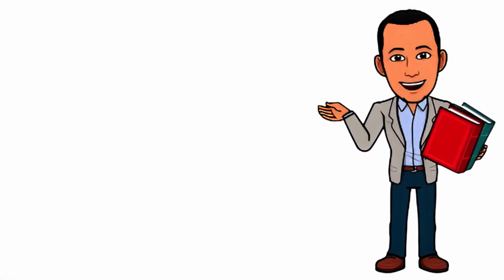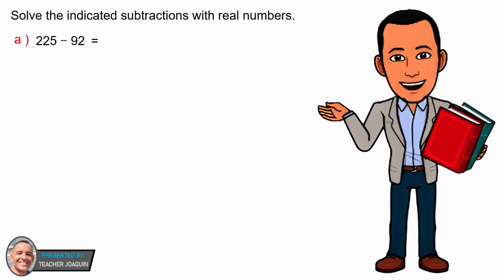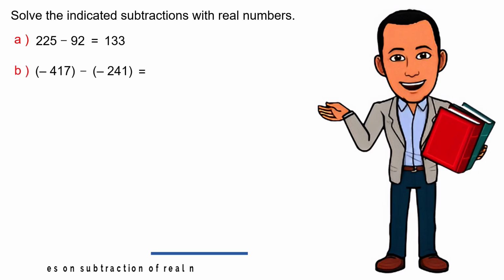To begin with, we will perform an activity. Solve the indicated subtractions with real numbers. Literal A, 225 minus 92. In this first case, we have the subtraction of natural numbers, then the result is 133. Literal B, negative 417 minus negative 241.